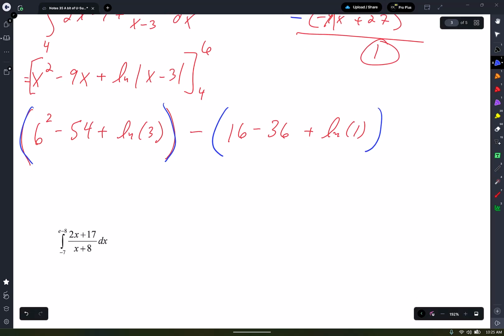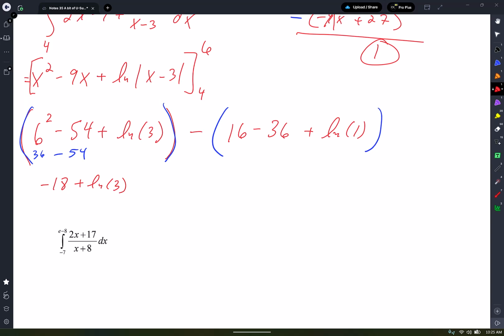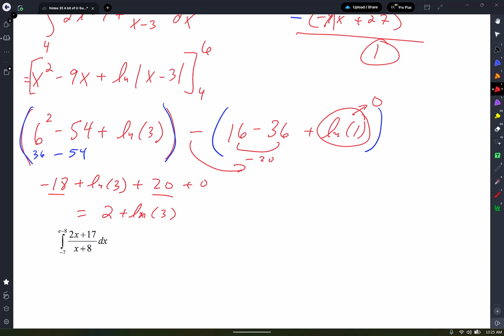All right, here we go. So I have, this is 36 minus 54. What's that? 36, 46, 56. So negative 18 plus ln of 3. And then 16, 26, 36. This is negative 20, right? But when I distribute the negative, it's going to turn into a plus 20. And then ln of 1 is just 0. Plus 0. So let's see. So my final answer, 2 plus ln of 3. Try to do this without calculator assistance because you're going to have to be pretty good at arithmetic.